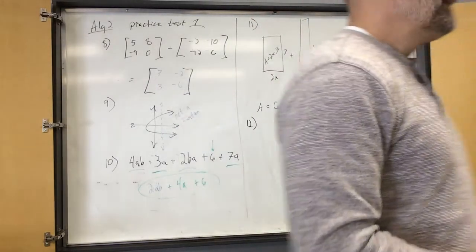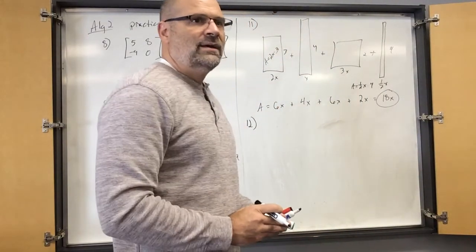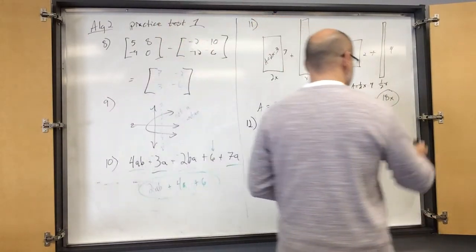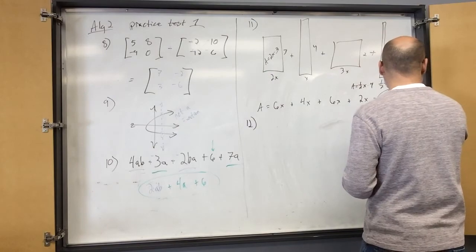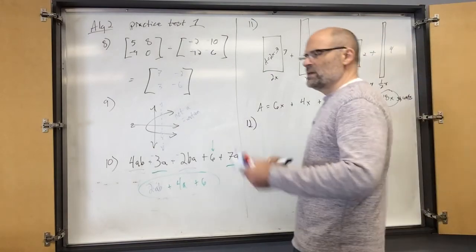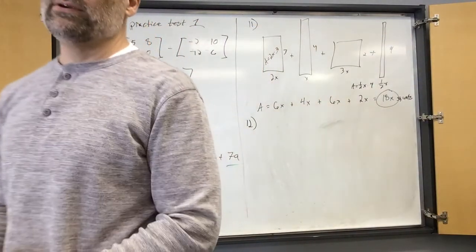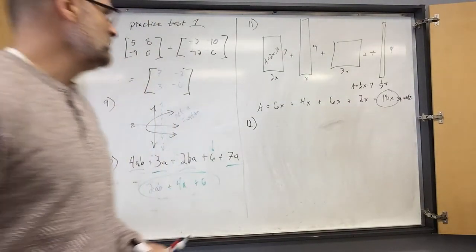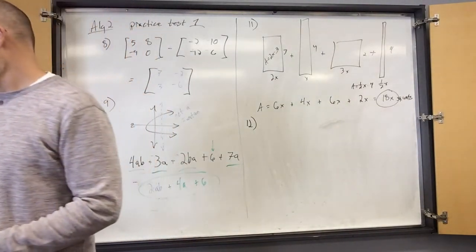So the answer to 11 is 18x units squared? Yep. Okay, cool. So square units or units squared, that's awesome. If it gives you inches or whatever, then you can use that. But if it doesn't, just say square units.